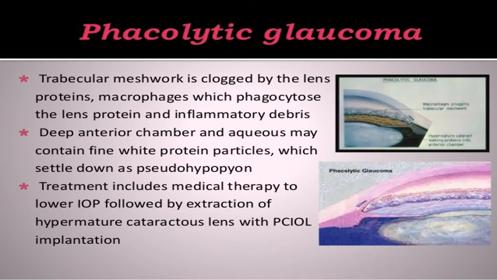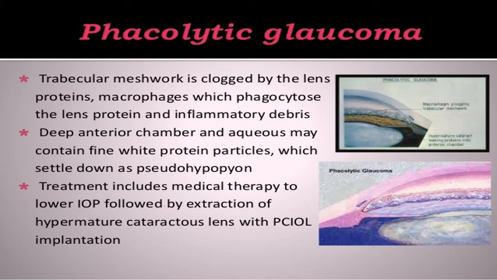Okay, phacolytic glaucoma. The name itself indicates there will be lysis of the lens proteins. The trabecular meshwork is blocked by these lens proteins or by macrophages which have engulfed these proteins. That's how the aqueous drainage is hampered. You can see whitish protein particles floating in the anterior chamber. The anterior chamber will be deep.